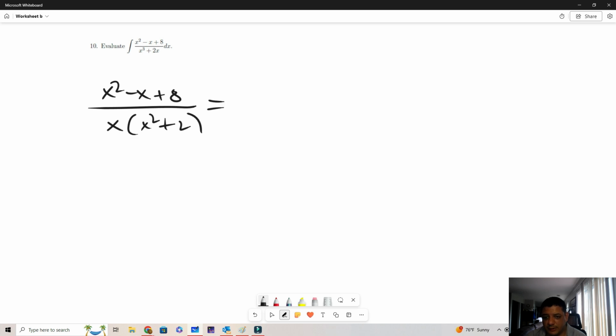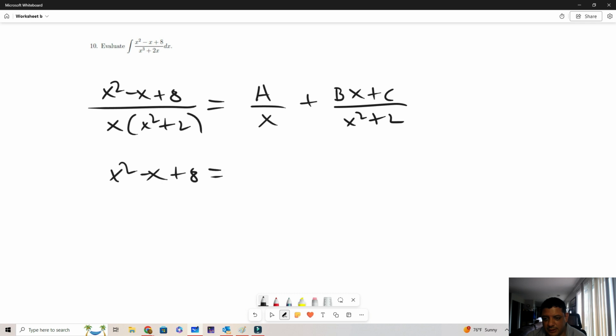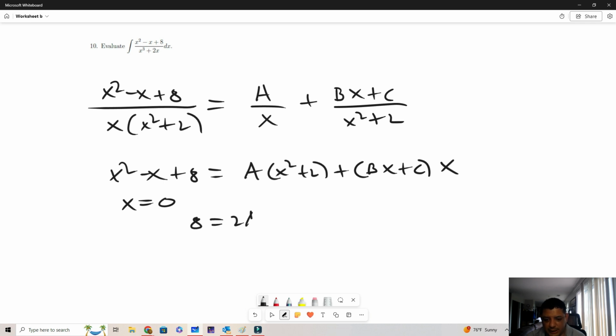And so, of course, I can just set this decomposition up as A over x plus (Bx plus C) over (x squared plus 2). And then if I simplify this, x squared minus x plus 8 should be A times (x squared plus 2) plus (Bx plus C) times x. Because I want to obtain the coefficients as quickly as possible, I'm going to pick the values that simplify things the best. x equals 0 provides me with 2A here and then 0 here. So that implies that A is equal to 4.